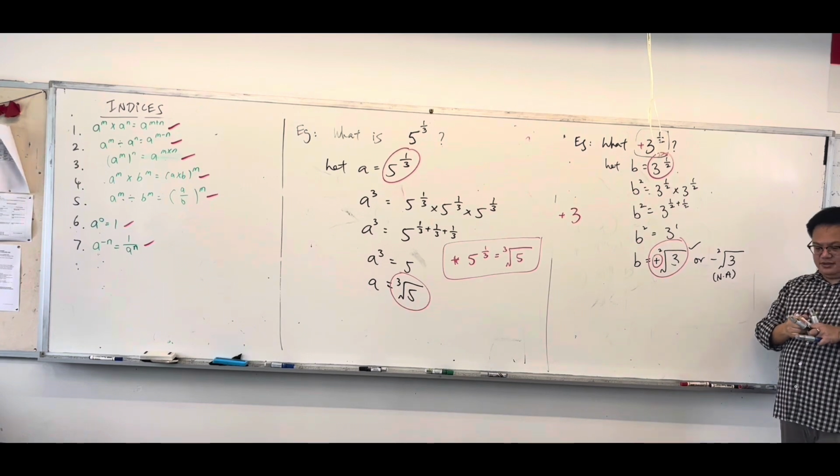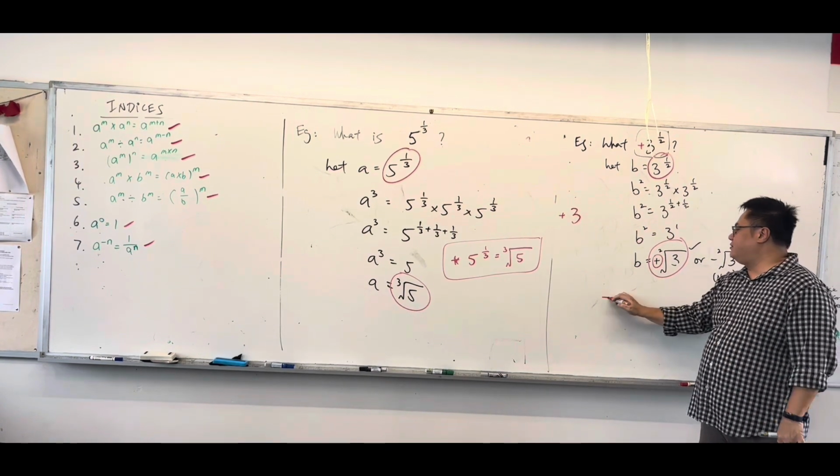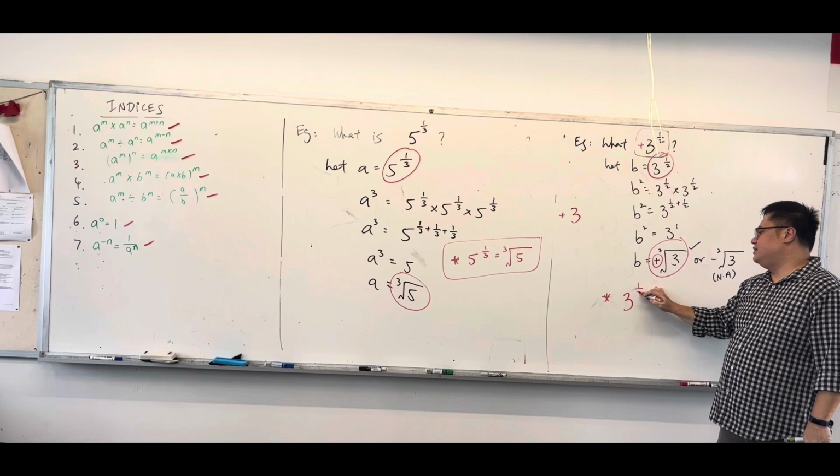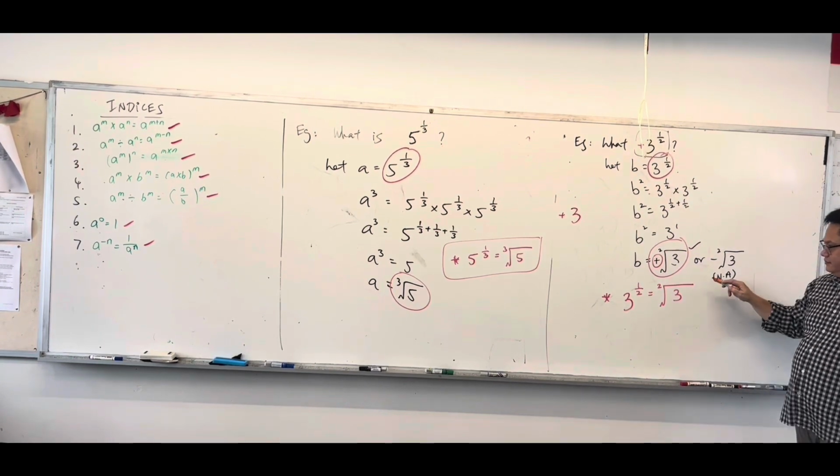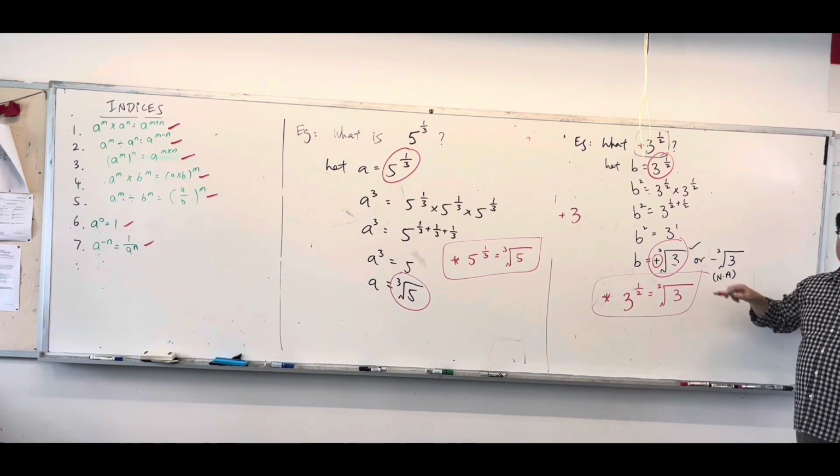So now, since B is 3 to the power half, and B is also positive square root 3, I put them together. Am I right to say that I have 3 to the power half equals the square root of 3? Okay?